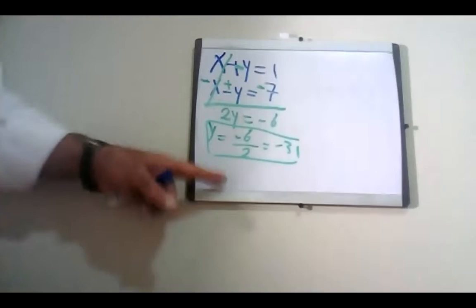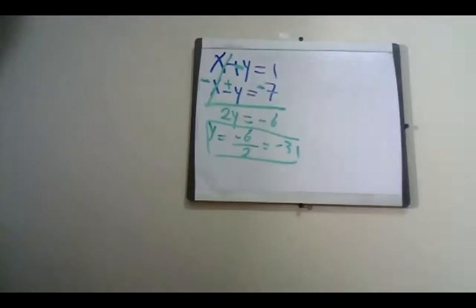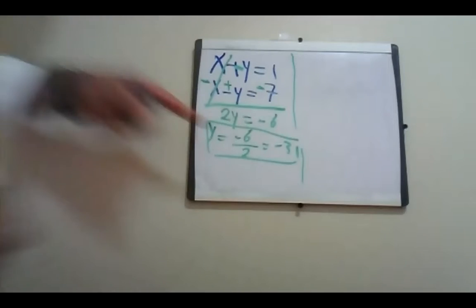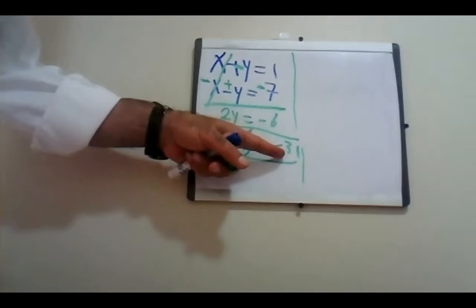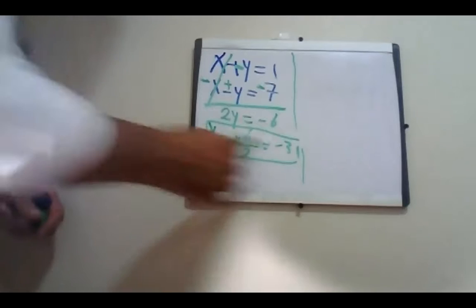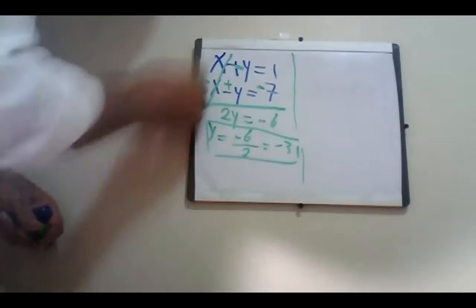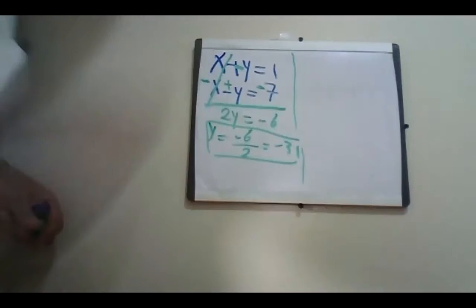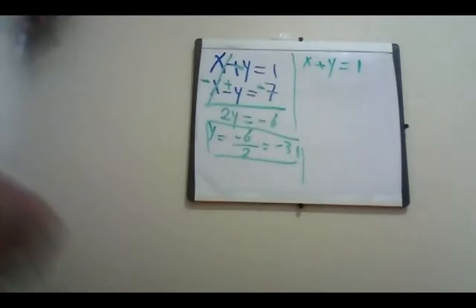Okay, I got y equals minus 3. Now the second point: I know now that y is minus 3, but I just want to get x. I can substitute the value of y in any one of the two equations. Let's take the first one, x plus y equals 1.